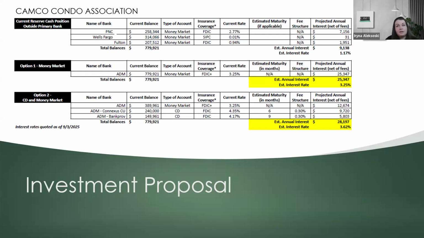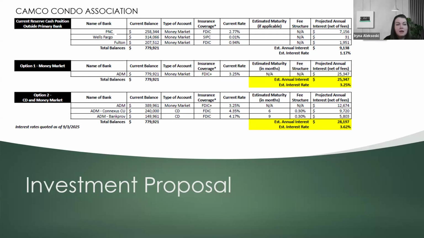If we wanted to put some money in CDs and lock the rate in for a longer time, that would be option number two. So in here we could see we're putting almost 390,000 in a money market, and then the rest we're putting in two CDs. And then that annual estimated interest is 28,000. So almost 20,000 more a year in interest you could be earning instead of keeping the money at PNC, Wells Fargo, and Fulton.